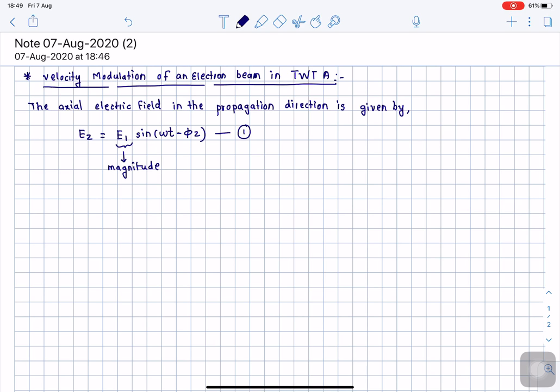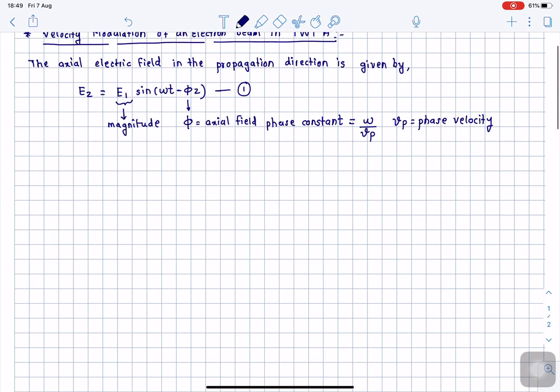And what is phi? Phi indicates the axial direction phase constant, so phi is the axial field phase constant. This phase constant can be written as omega divided by the phase velocity Vp, where Vp is the phase velocity of the wave or of the signal. Right? So a force will be exerted.